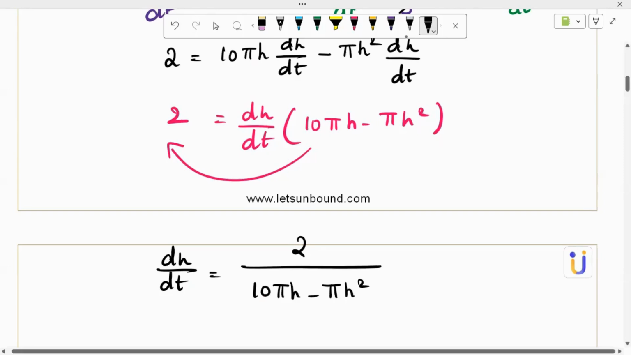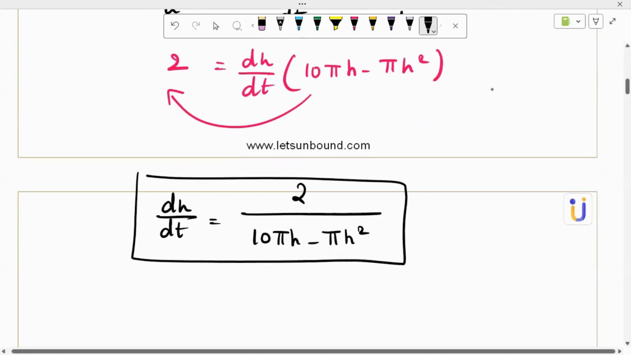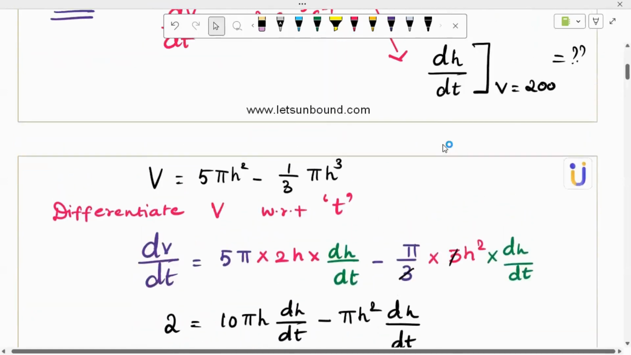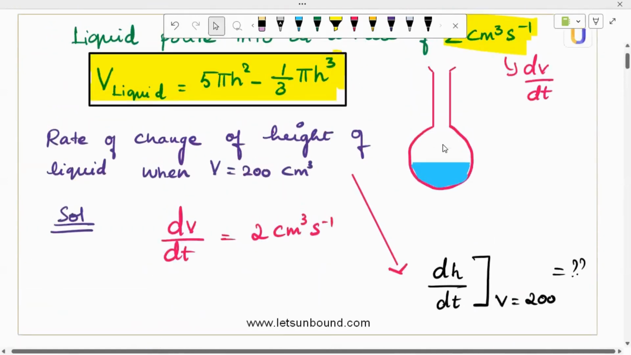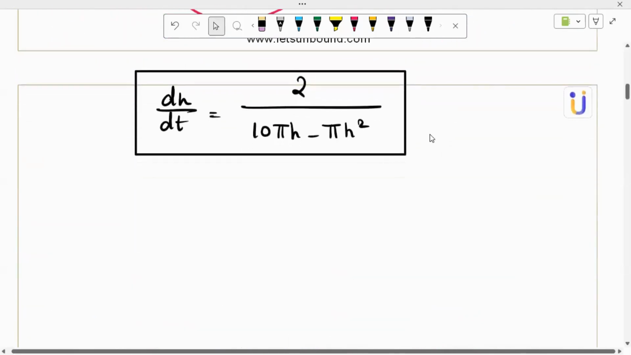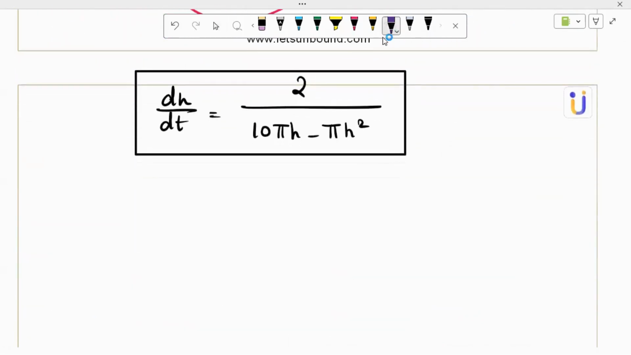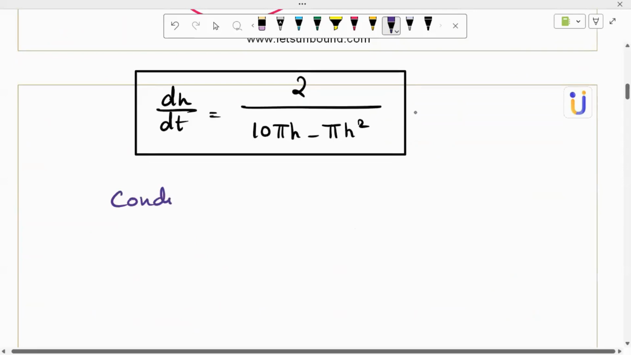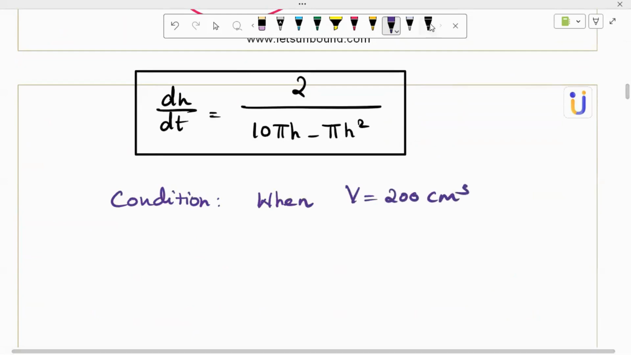That's it. Okay, now that's it. So we are almost at the important part. dH by dt is found, but I want the rate of change of height of the liquid when volume is 200. Okay, so volume is 200. Let me substitute. The condition is when V is equal to 200. At that moment, we need... Okay, so when V is 200, what is H? If I find that, I can substitute here and I can find the rate of change, right?